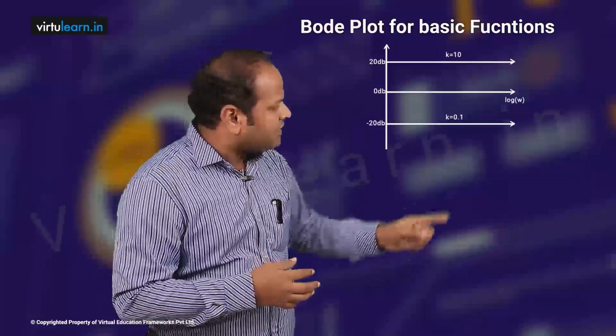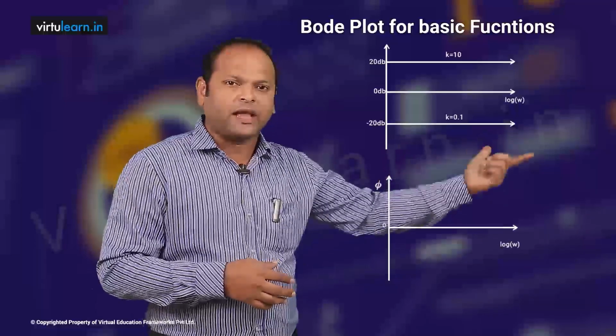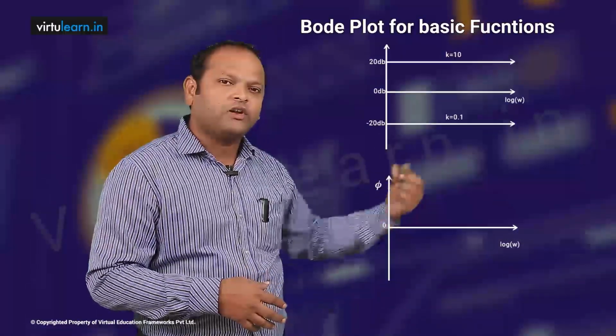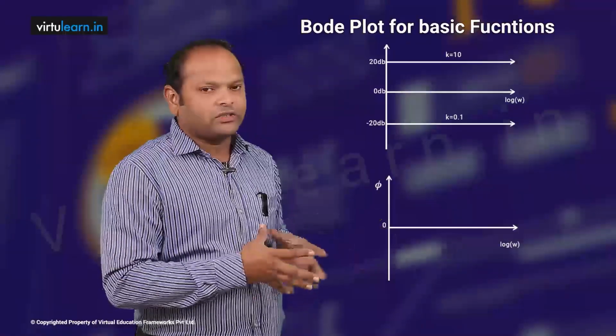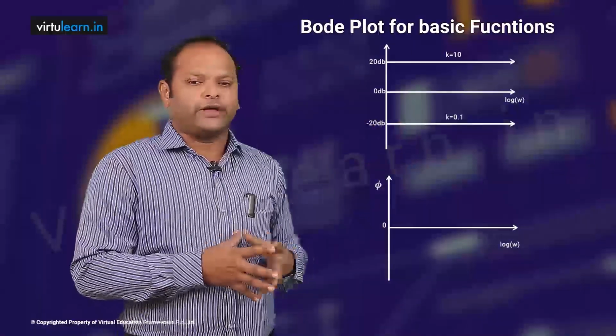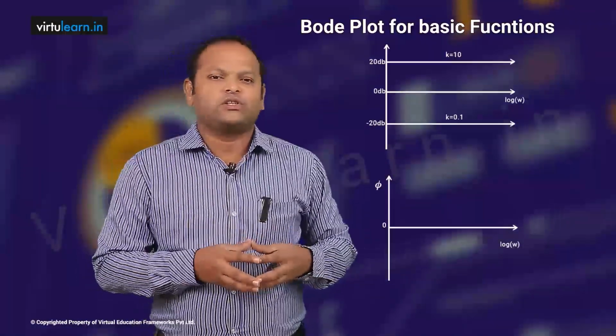When you take the phase angle, this axis is log omega. Omega is varying from some minimum value to some maximum value, because we cannot take 0 and we cannot take infinity, whichever units are available in the graph. It is going to be always 0 degrees. So these two are the magnitude and phase angle for G(s) equal to K.